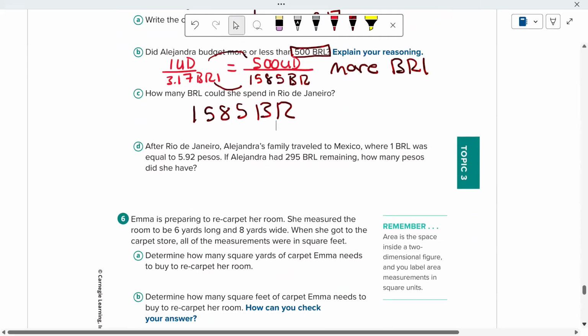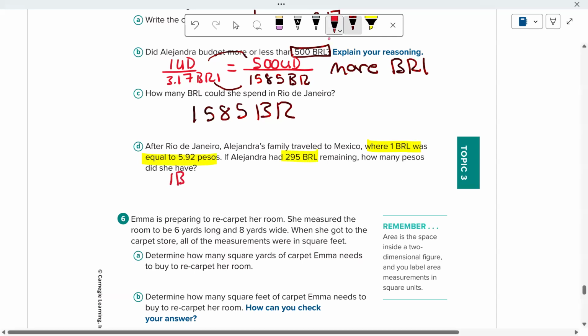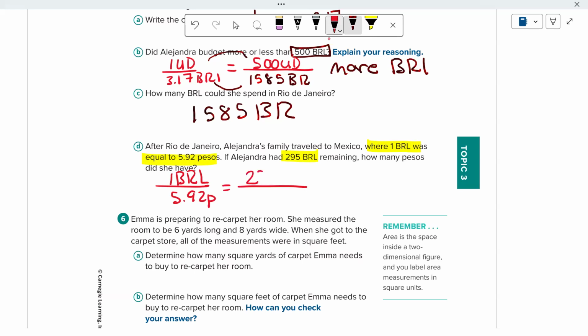After Rio de Janeiro, Alejandro's family traveled to Mexico, where one Brazilian dollar was equal to 5.92 pesos. Okay, let's label that. 1 BRL is equal to 5.92 pesos. Alejandra has 295. So let's convert that. So 1 BRL is 5.92 pesos, and that's going to be 295 BRL, and I'm looking for the pesos. So let's do the math.